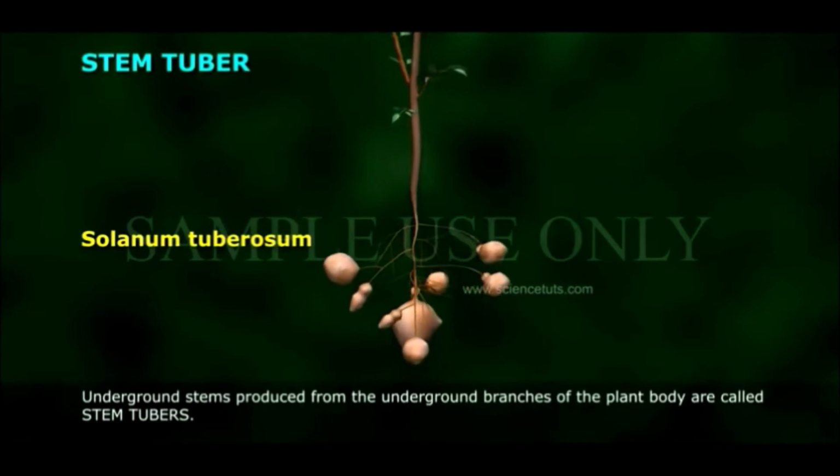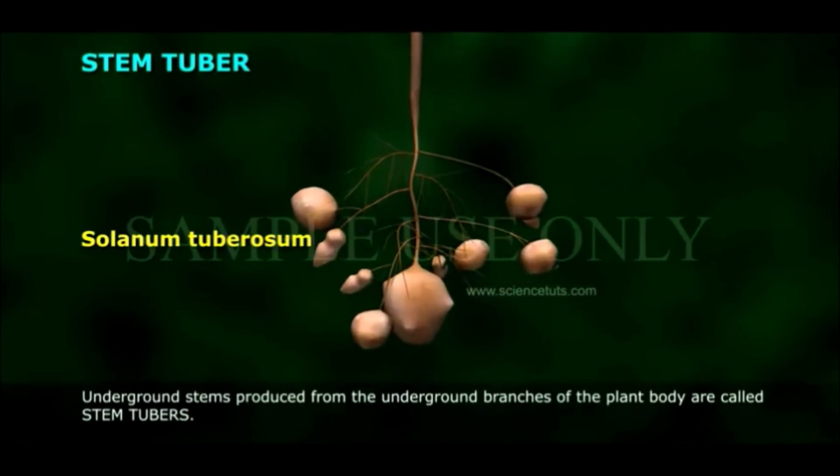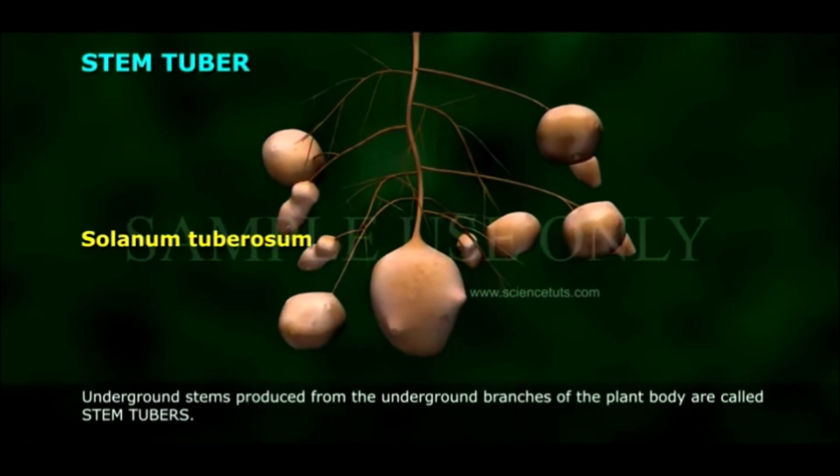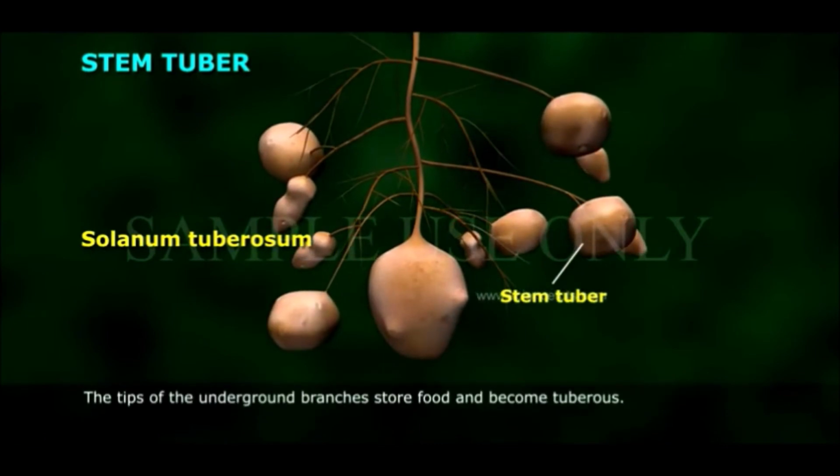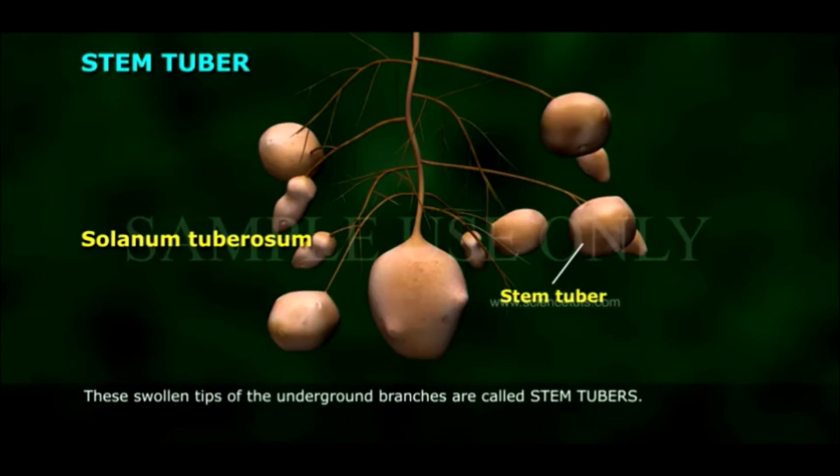Stem tuber. Underground stems produced from the underground branches of the plant body are called stem tubers. The tips of the underground branches store food and become tuberous. These swollen tips of the underground branches are called stem tubers.